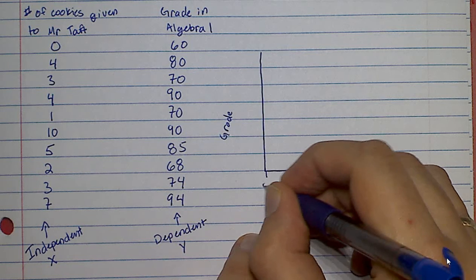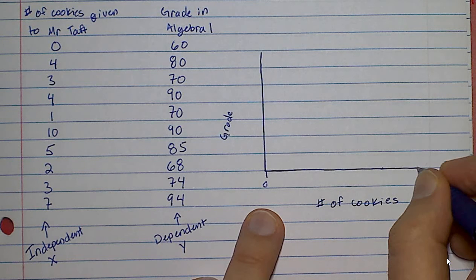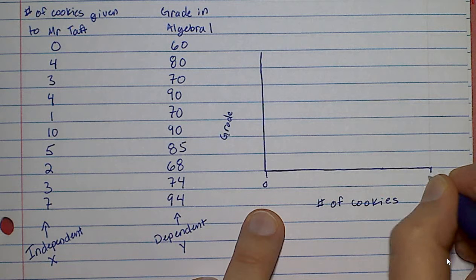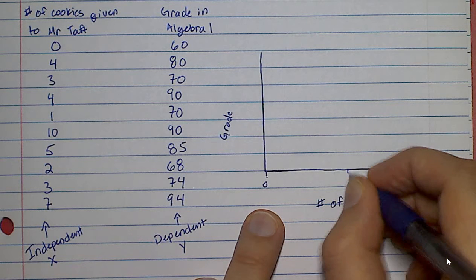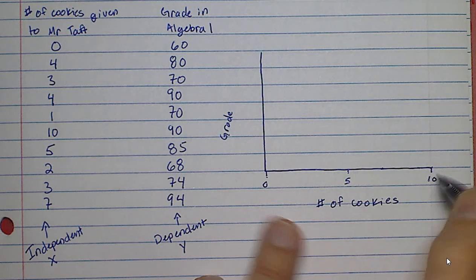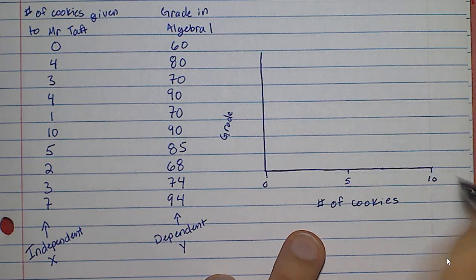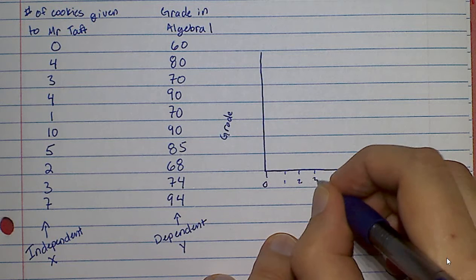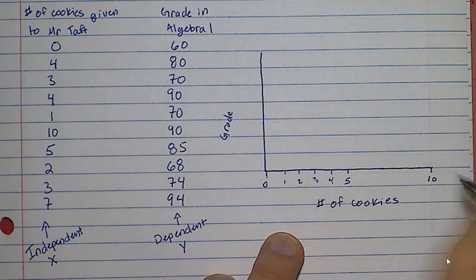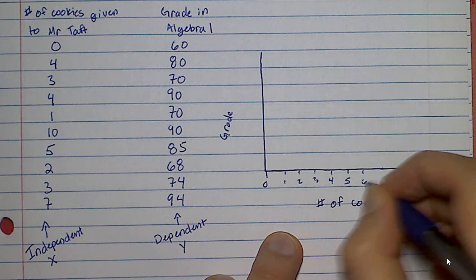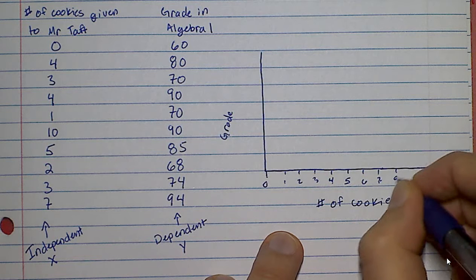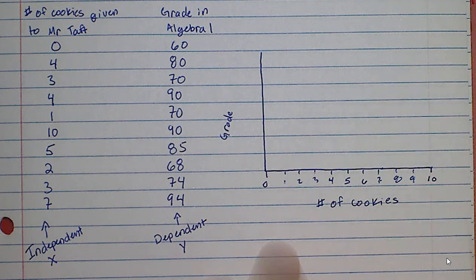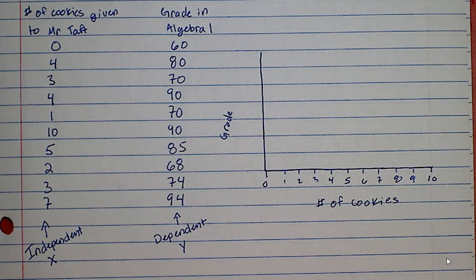So I'm going to have 0 here. I'm going to go all the way over here. I'm going to call this 10. I'm going to cut it in half, call this 5. And then I'm just going to go from there. So if that's 5 in the middle, I'm just going to go 1, 2, 3, 4. And then 6, 7, 8, 9. So that I have them nice and evenly spaced. If you wanted to count by 2s to get to 10, that's fine too.